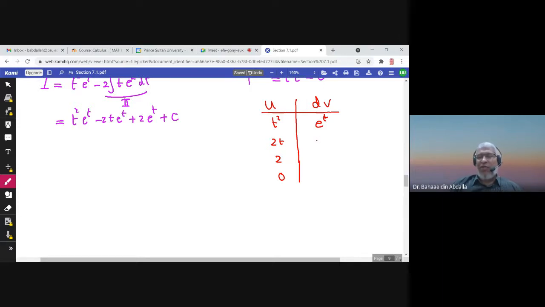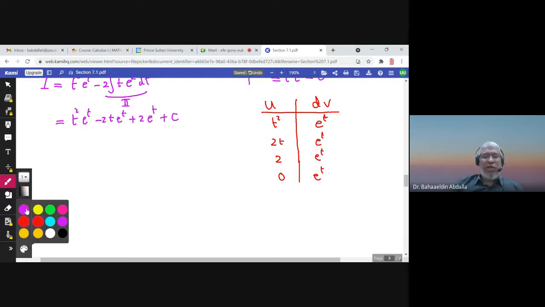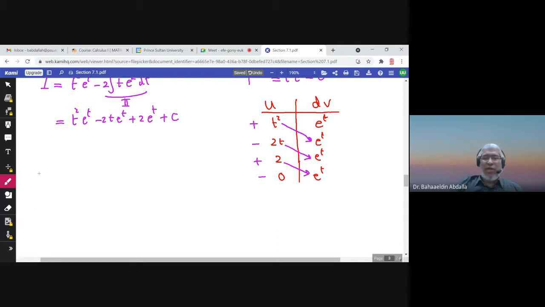And the integral of e^t is e^t, integral again e^t, integral again of e^t is e^t. And then you change the signs. You write some signs here. The first term, you put plus, then minus, plus, minus, alternately. And you multiply this times this, and this times this, and this times this. So this will give you immediately the answer.